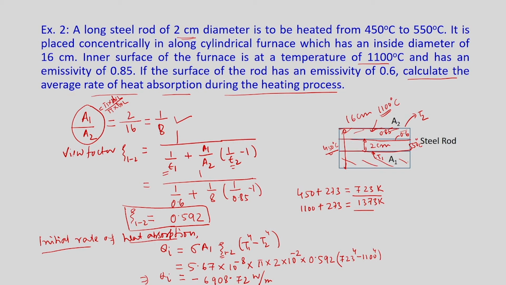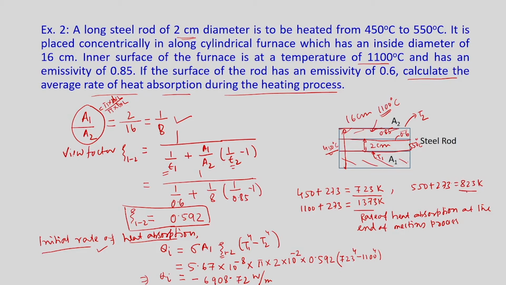Now we need to calculate the rate of heat absorption at the end of the melting process. The same expression we can use, but the only change will be the temperature. This final temperature will be 550 plus 273, so this will be about 823 Kelvin.